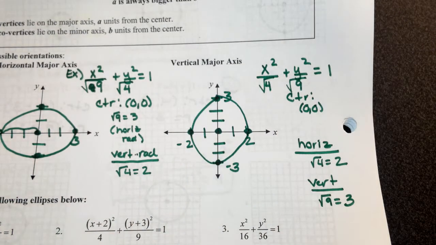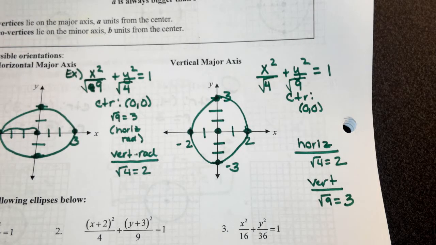So you can see how switching those numbers changes the orientation of the ellipse. Again, we call that a vertical major axis because the distance from the center to the outer part of the ellipse is longer vertically. Okay?